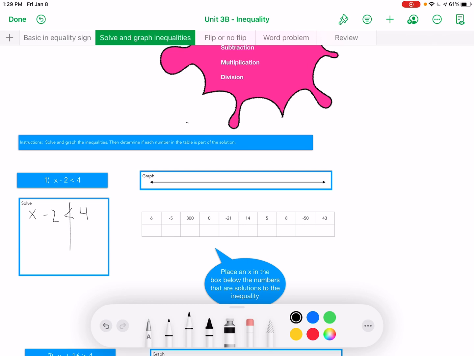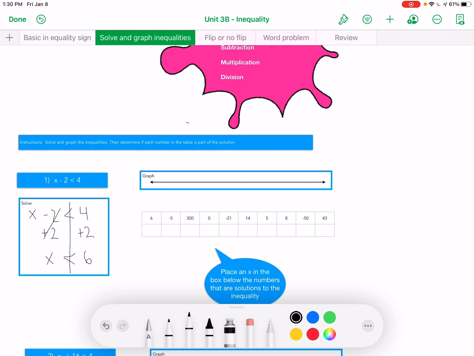We're going to draw our line down the inequality. We're going to locate the variable. Minus 2, which is negative 2, is next to the variable. The opposite of that is a positive 2. So we're going to add that to both sides of the inequality. Positive 2 and negative 2 cancel out, leaving you with x. 4 plus 2 is less than 6.